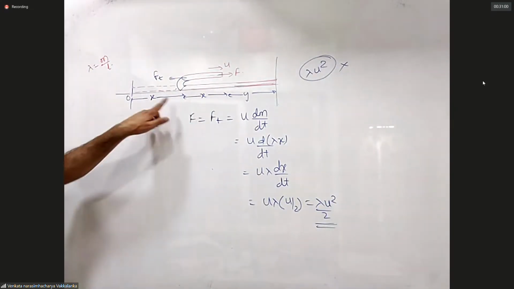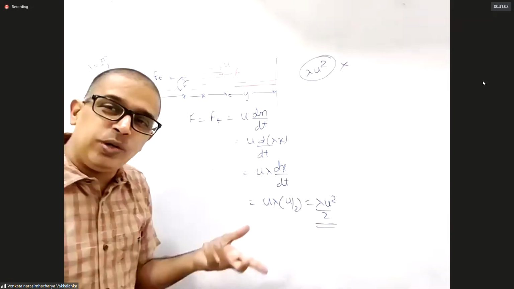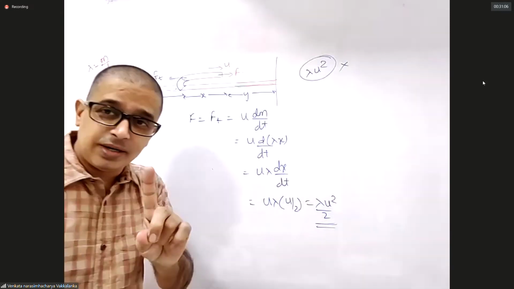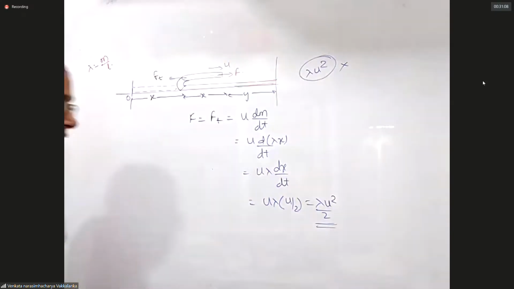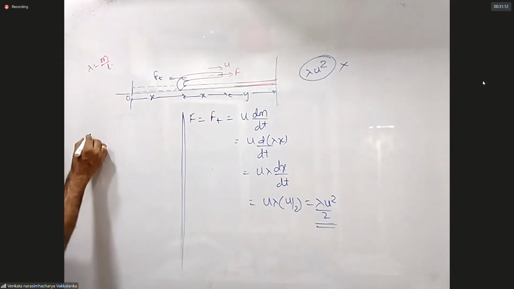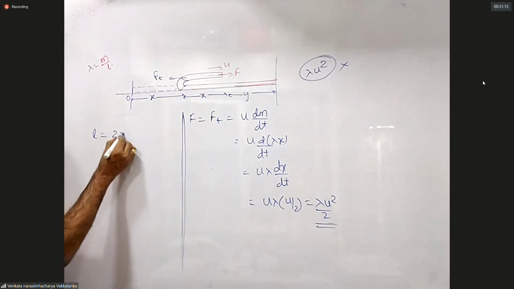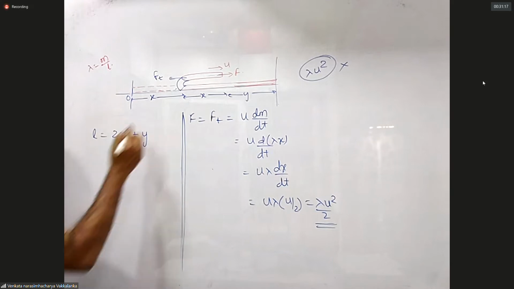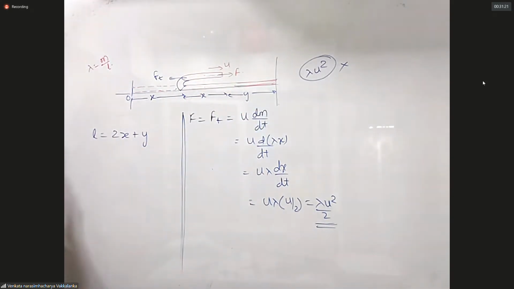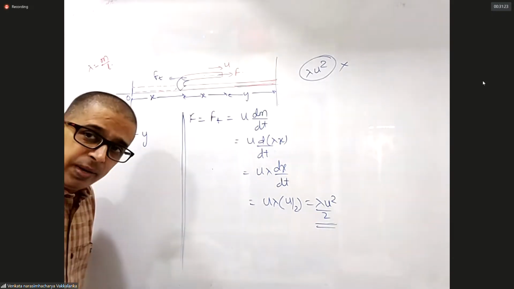ये क्या लिखा है तूने? dx by dt u by 2 कैसा हो गया? dx by dt should be u. It is not. That is the catch in it. Observe this carefully. What is the length of the carpet? 2x plus y. Do you agree with that? x and y. Yes, sir. Length of the carpet will remain constant.